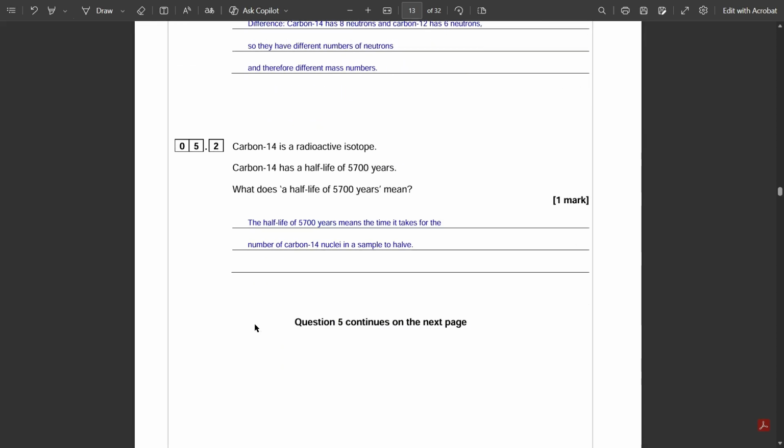And then moving on to 5.2, carbon-14 is a radioactive isotope. Carbon-14 has a half-life of 5,700 years. What does a half-life of 5,700 years mean? The half-life of 5,700 years means the time it takes for the number of carbon-14 nuclei in a sample to halve is 5,700 years.